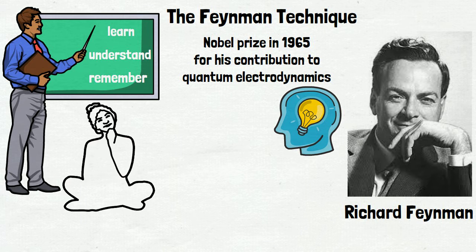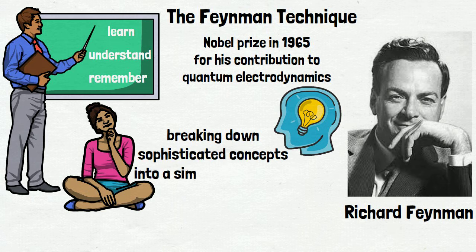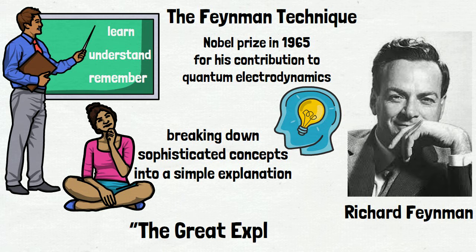Not only did he have the ability to grasp and understand complex information, but he also had the rare talent of breaking down sophisticated concepts into a simple explanation. For this innate ability of his, Feynman earned the nickname of the Great Explainer.